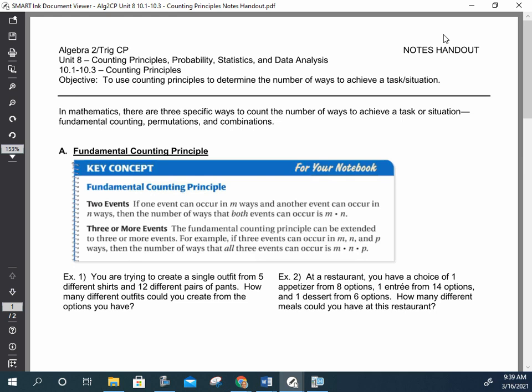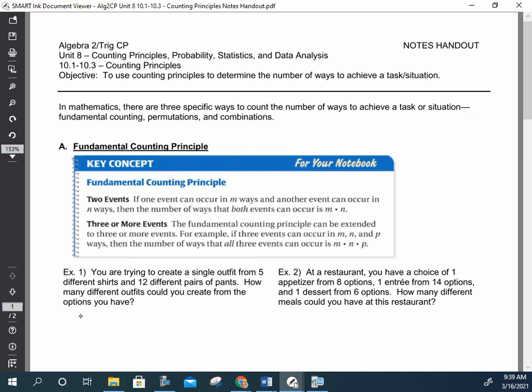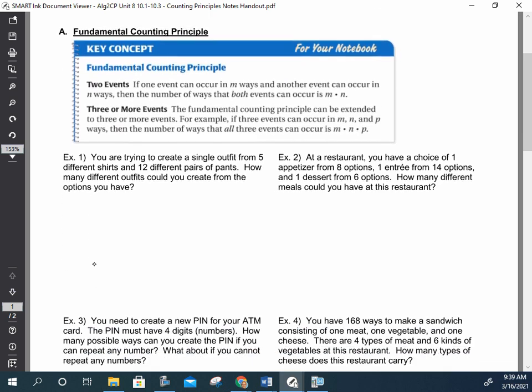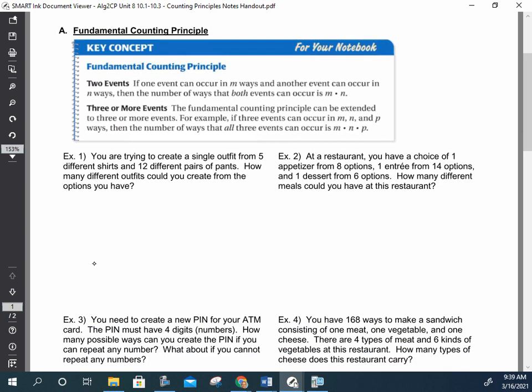But when it comes to math, there are 3 specific ways that we count things up to achieve a particular situation or to achieve a particular task. So we're going to start with what's known as fundamental counting. Fundamental way to count things up.